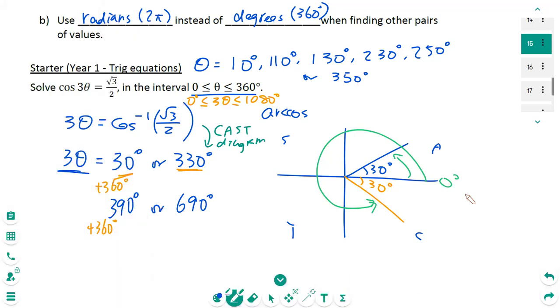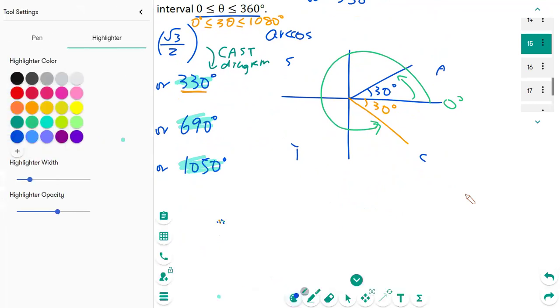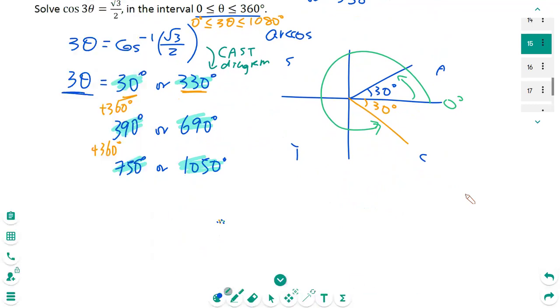If we add 360 to 390, that will give you 750 degrees. Or if you add 360 to 690, that's 1050 degrees. Now we realize 1050 is very close to 1080. So there's really no point adding another 360, because once we add 360 to 750 or 1050, that will go beyond 1080. So these are my 6 values for 3 theta. Don't forget the left hand side is 3 theta. So to work out the value for theta, I just have to divide everything by 3.